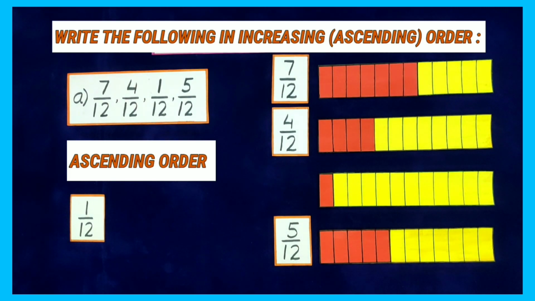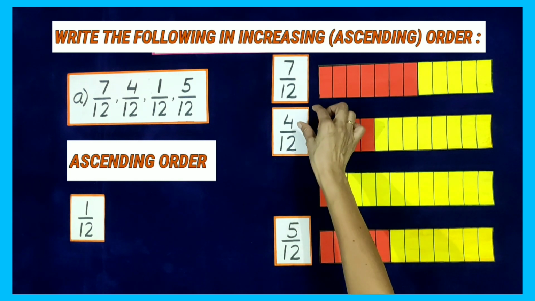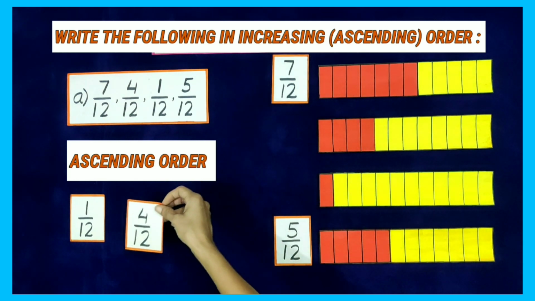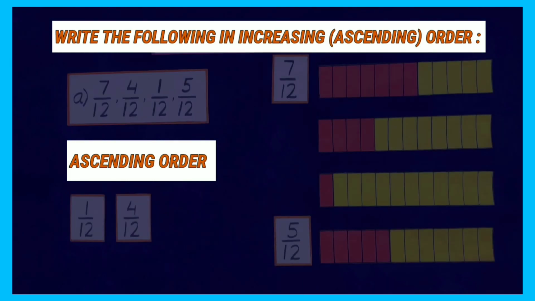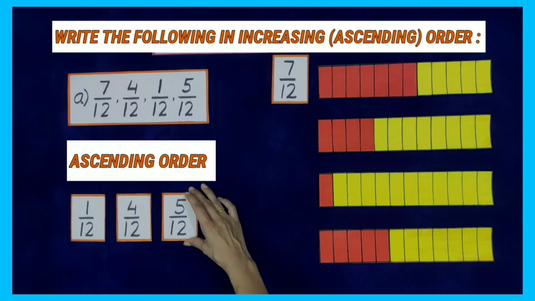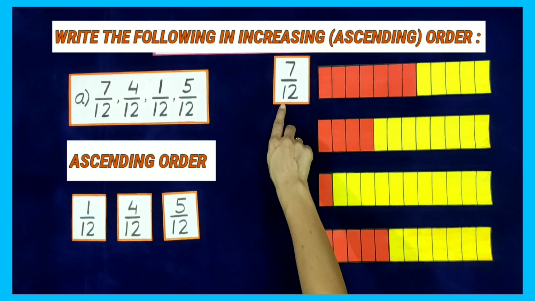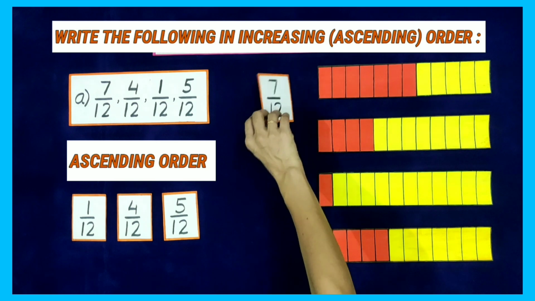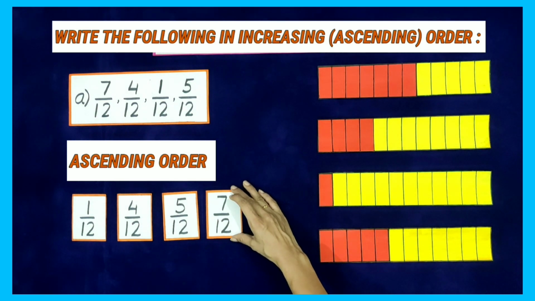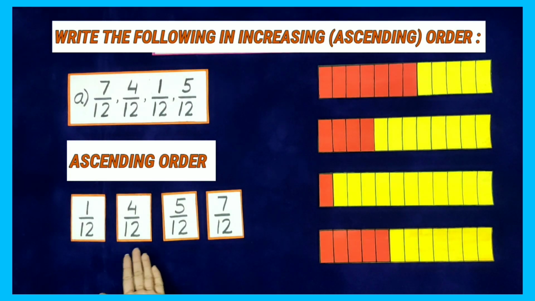Out of these 3 fractions, the smallest one is with 4 special parts, that is the 4 over 12 fraction. So we'll keep this fraction at second place. Out of these 2, the smaller one is with 5 special parts. So we'll keep this fraction at third place. Now the last fraction left, that is 7 over 12, which is the largest of all fractions, we'll keep at the last place in the ascending order. And this way we have arranged the fractions in ascending order.